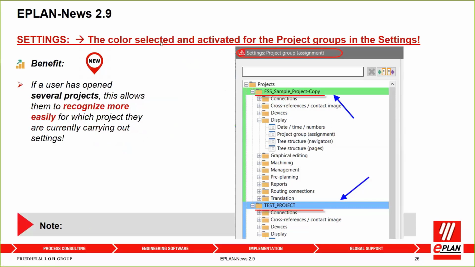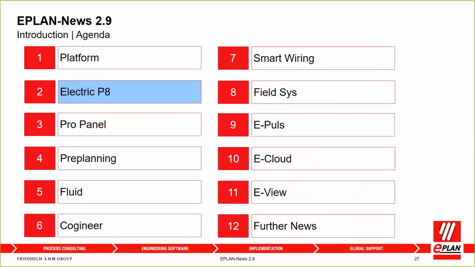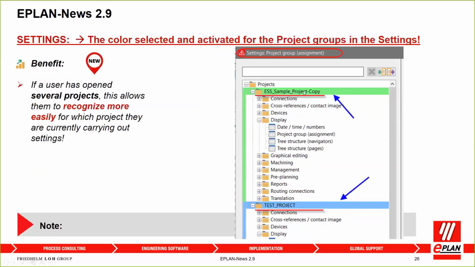The color selected and activated for the project groups in the settings allows you to define different colors in the navigators for your projects. This could make working on a macro project or a different style of project more obvious. And this can be set up in the settings. You can set up, I think, 5 or 6 different groups, and then define them as different colors and work on them. It should clear up which project you're currently working on.